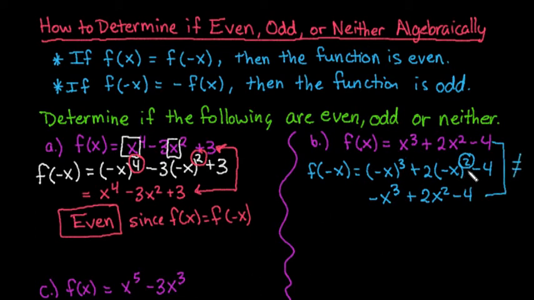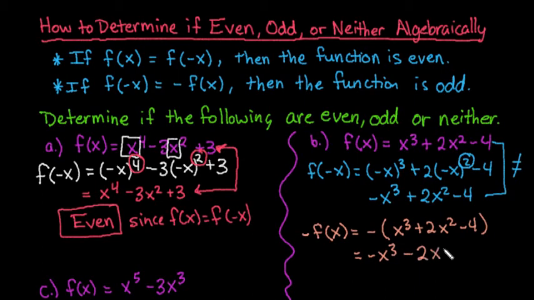Okay, so we know that this one is not even, so our next test is to see if it is odd. In order to determine if it's odd, we have to find negative f of x. And so what this means is I'm going to multiply my original value by a negative. And so I end up with negative x cubed minus 2x squared plus 4, and then we're going to compare these two to see if they're equal. So since I have different signs for these two, okay, these are not equal.